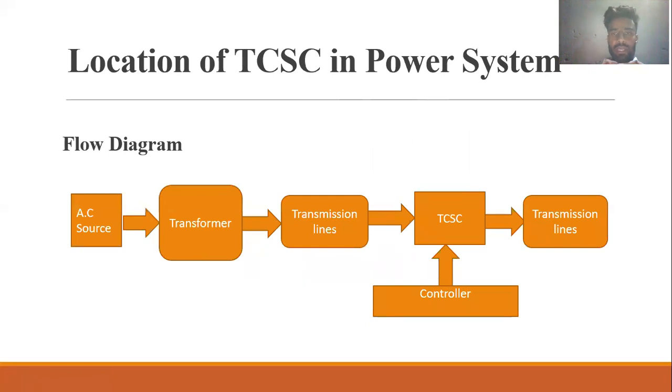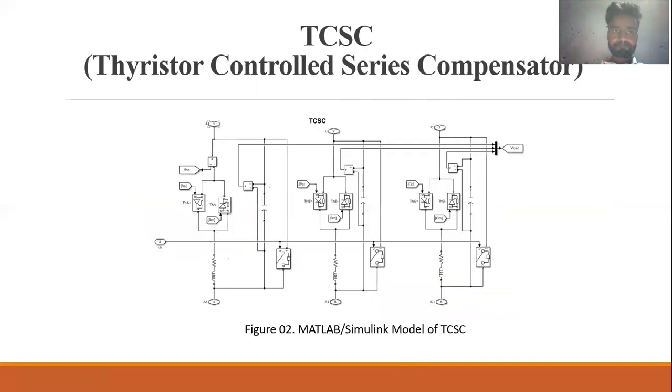So this is a flow diagram of a TCSC power system. Here we have an AC source, then a typical power system has a transformer, then transmission lines. In series with the transmission line, we are embedding a TCSC FACTS device, and here is its control. This is the typical flow diagram of our project, with TCSC embedded in series with the power system.